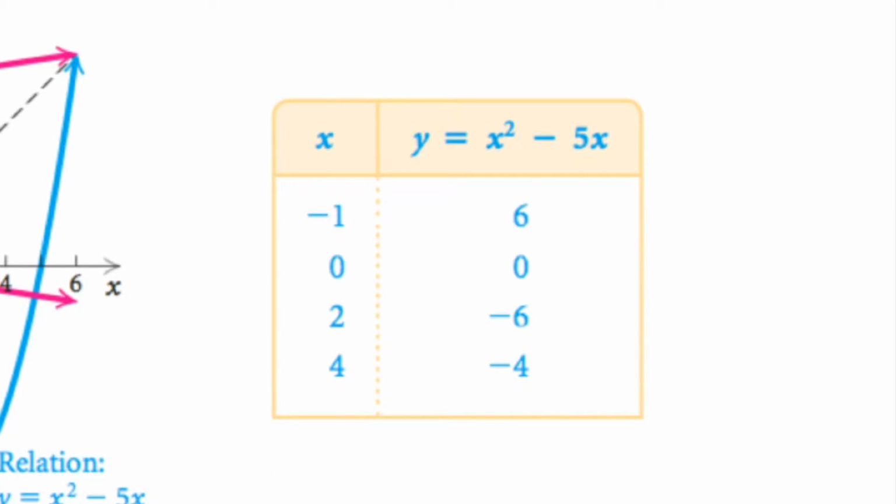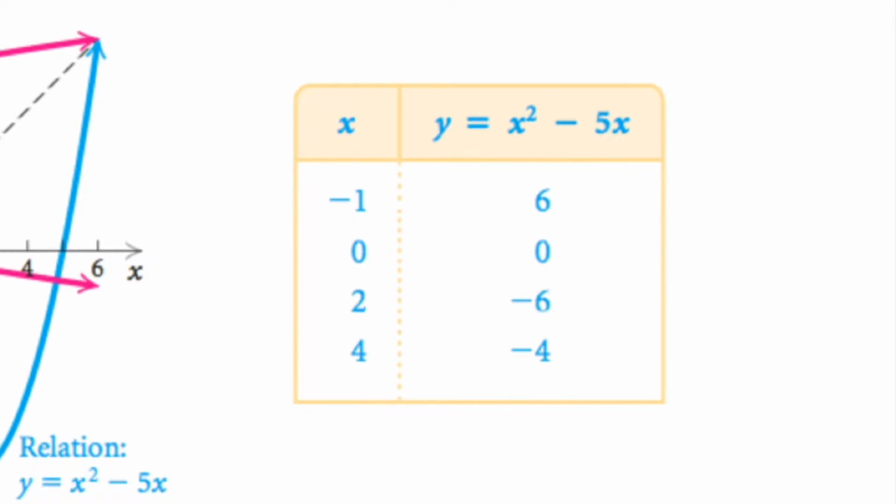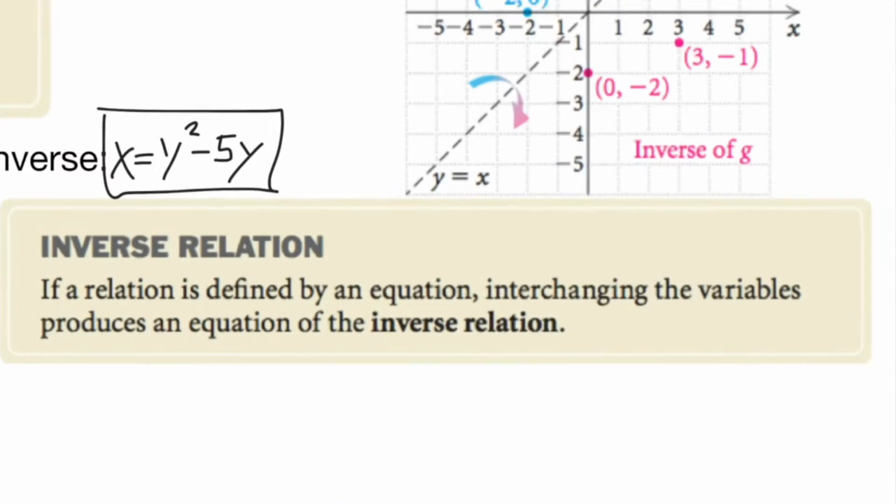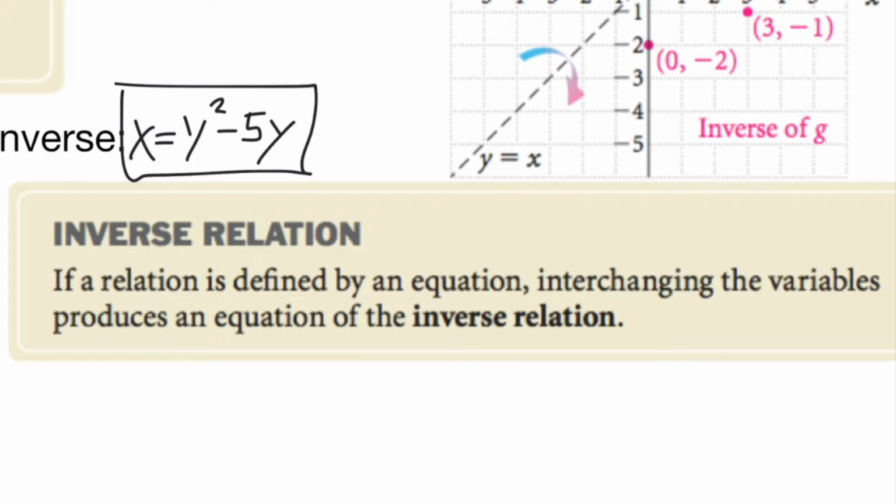Here is the table from the original. We chose -1, and that calculated 6. And then when you flip it and interchange the variables, you get 6 as the input and -1 as the output. So anyway, an inverse relation can also be defined this way. If the relation is defined by an equation, like we just saw, interchanging the variables produces an equation of the inverse relation.